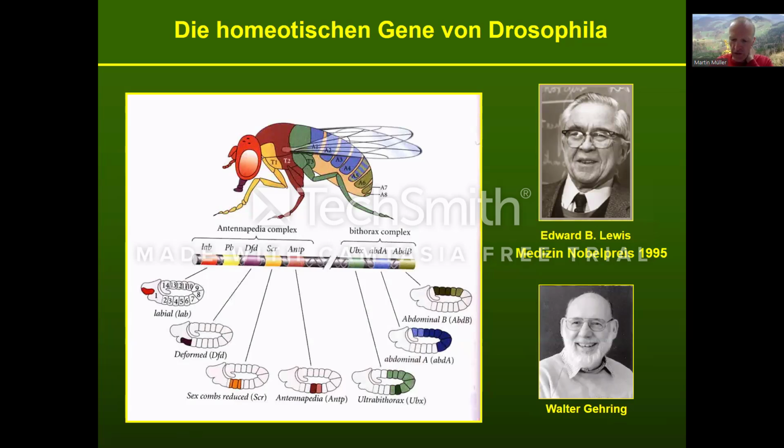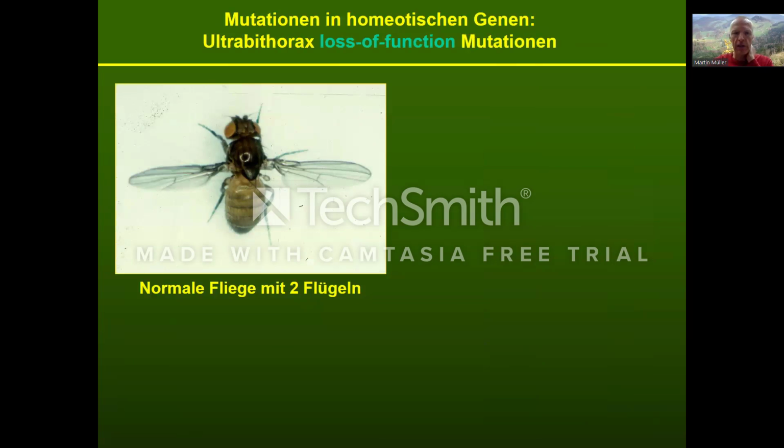Then we briefly discuss the gain of function and loss of function here for a few homeotic gene mutations. And normally the fly has two wings. So we are looking now at the ultrabithorax UBX gene and what the consequence of loss of function in UBX is. UBX is mainly expressed here in the thoracic segment T3 and to a much lesser extent in the thoracic segment T2.